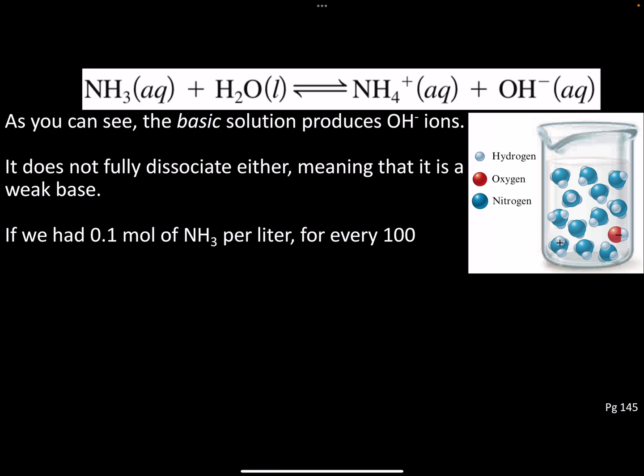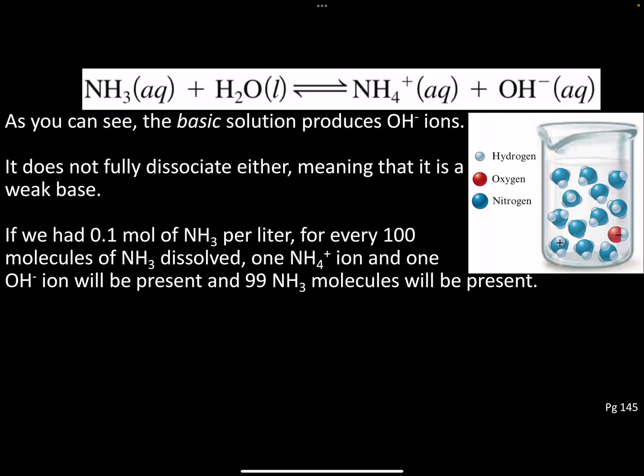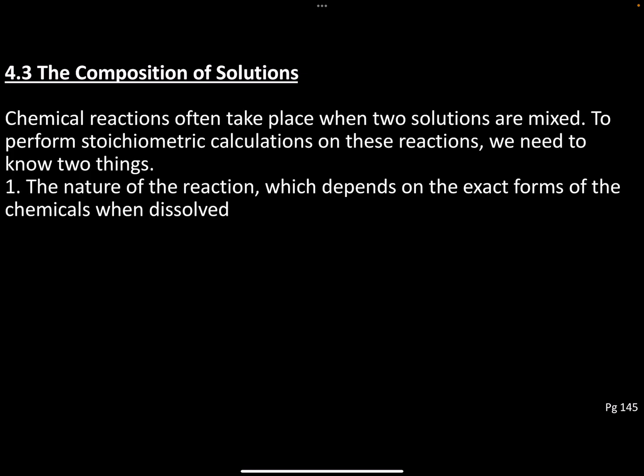So if we had 0.1 mole of NH3 per liter, for every 100 molecules of NH3 dissolved, we would have about 1 ammonium ion and 1 hydroxide ion. And there would be 99 ammonia molecules present. So those things do not fully dissociate. All right, let's look at the chemical reactions that take place. There are many that take place when solutions are mixed.